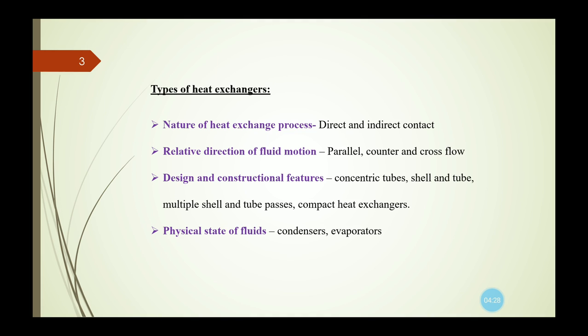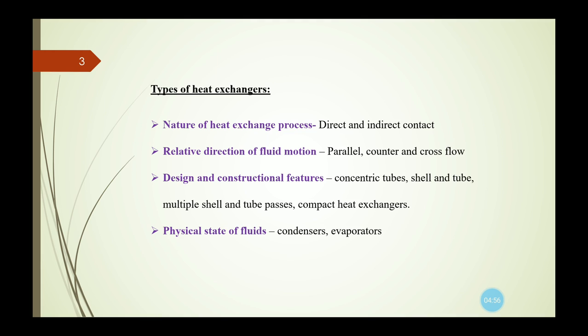Number one is the nature of heat exchange process. So here the heat exchangers can be classified as direct and indirect contact heat exchangers. Next, number two is the relative direction of fluid motion. So based on the relative direction of fluid motion, the heat exchangers can be classified as parallel flow, counter flow and cross flow heat exchangers.